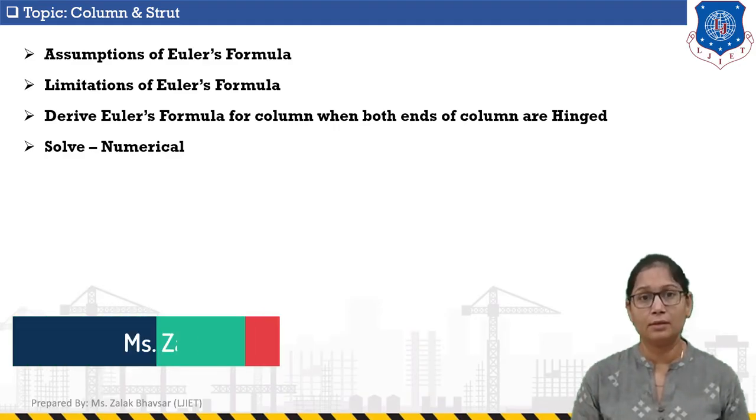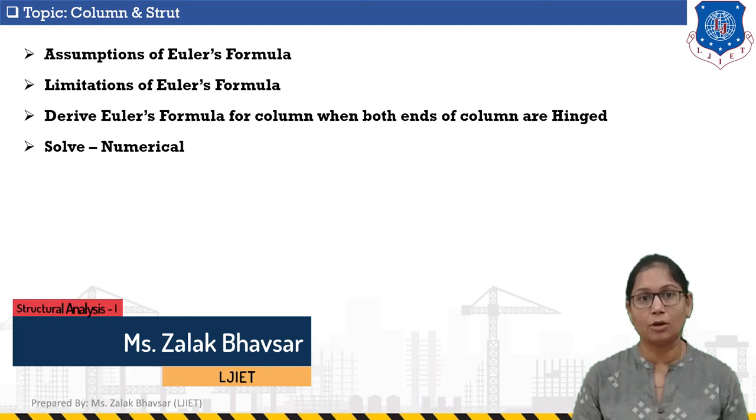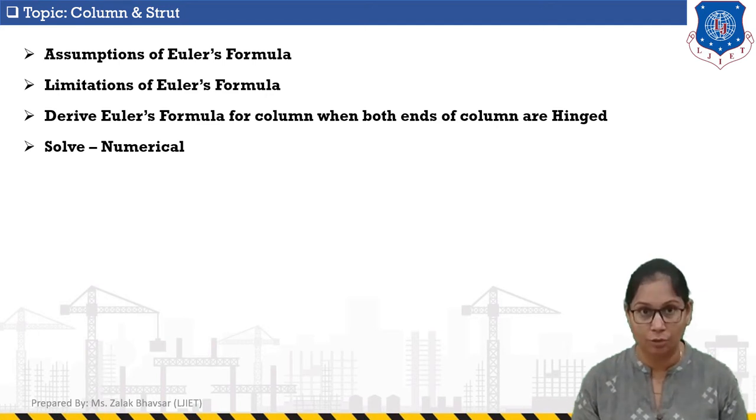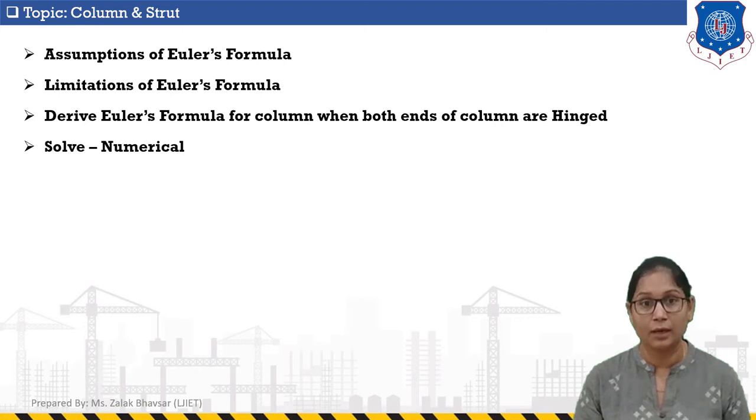Hello students, in this session we will discuss the topic column and strut. In the previous session we discussed the introduction of column and strut, and we discussed what is crippling load and what is crushing load. We also discussed Euler's formula and Rankine's formula for calculating crushing and crippling load. We also discussed the effective length of the column under different column conditions.